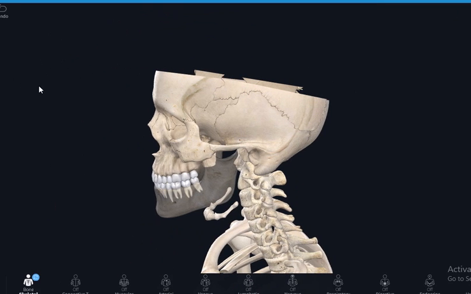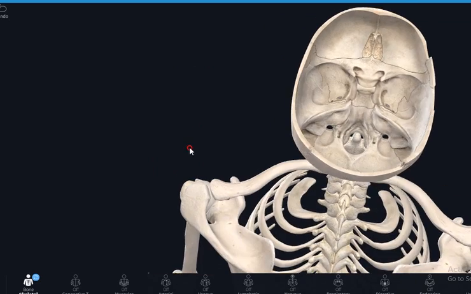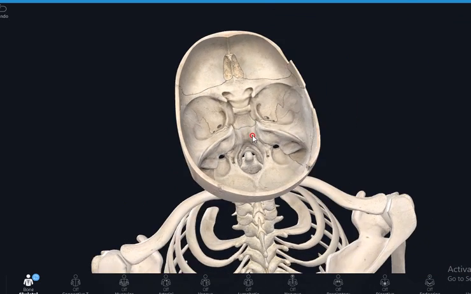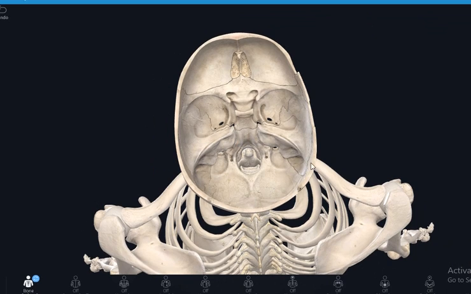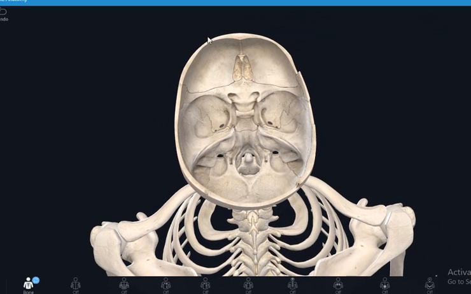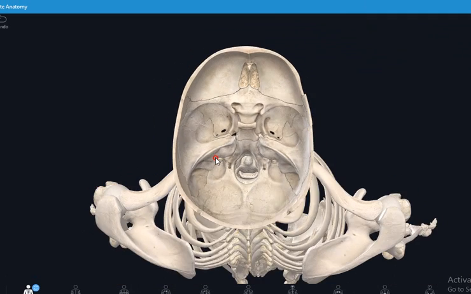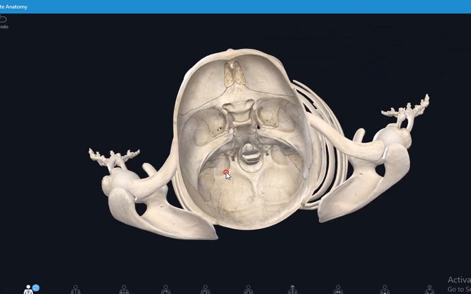So now we have already cut the bone. Now we can visualize the bone superiorly. You see that you can visualize now the cranial fossa. So when you cut the head superiorly, you visualize the cranial fossa internally as such.